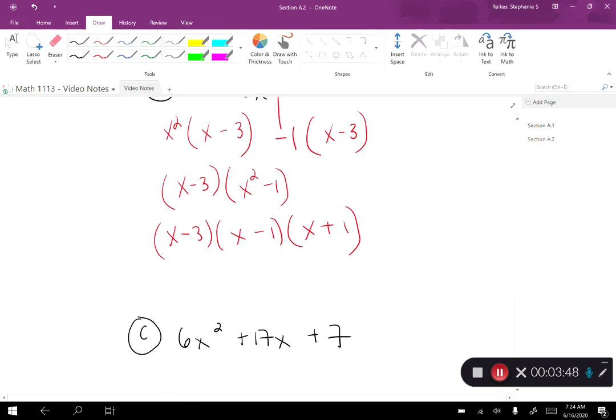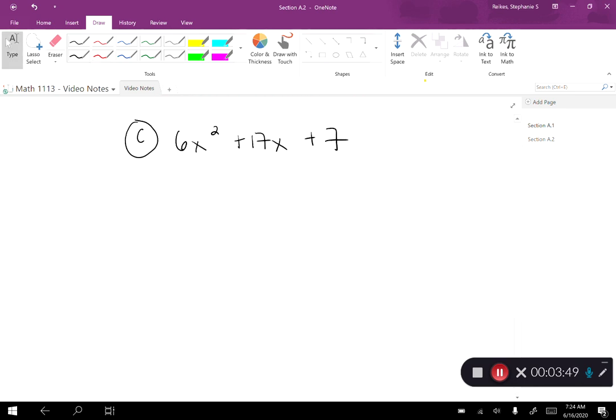One last example. Let's take a look at 6x squared plus 17x plus 7. This time I have a number out front, and so I can't just do two numbers that multiply to 7 and add to 17. That doesn't work. So when I have a number out front, one technique I can do to factor is use what I call the a times c method.